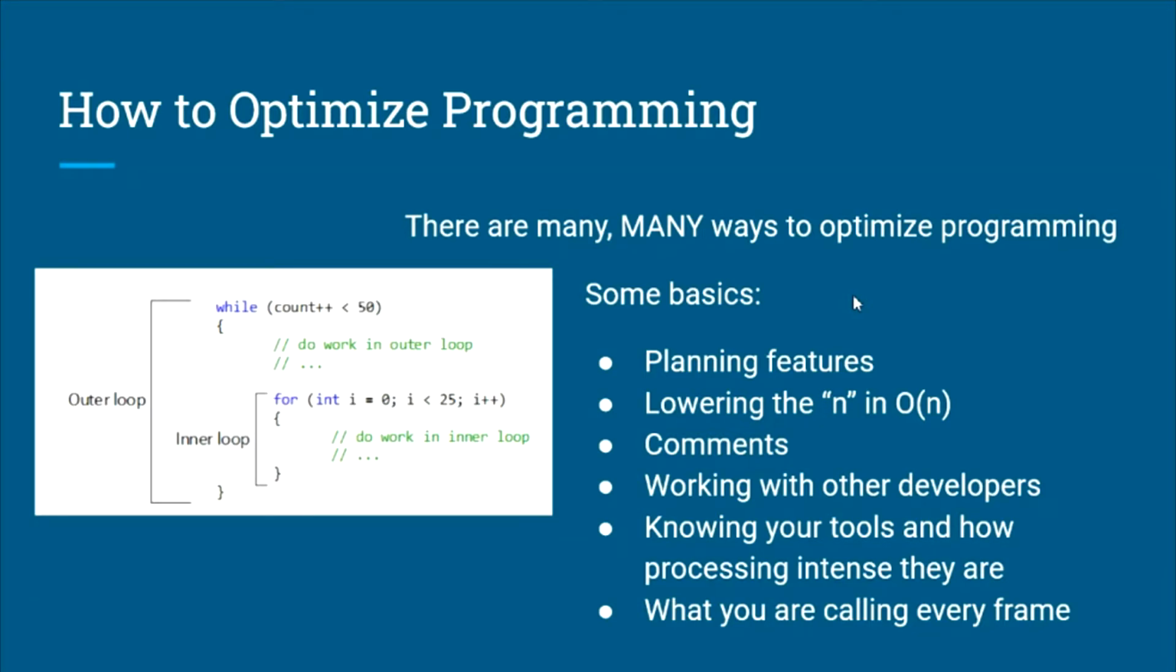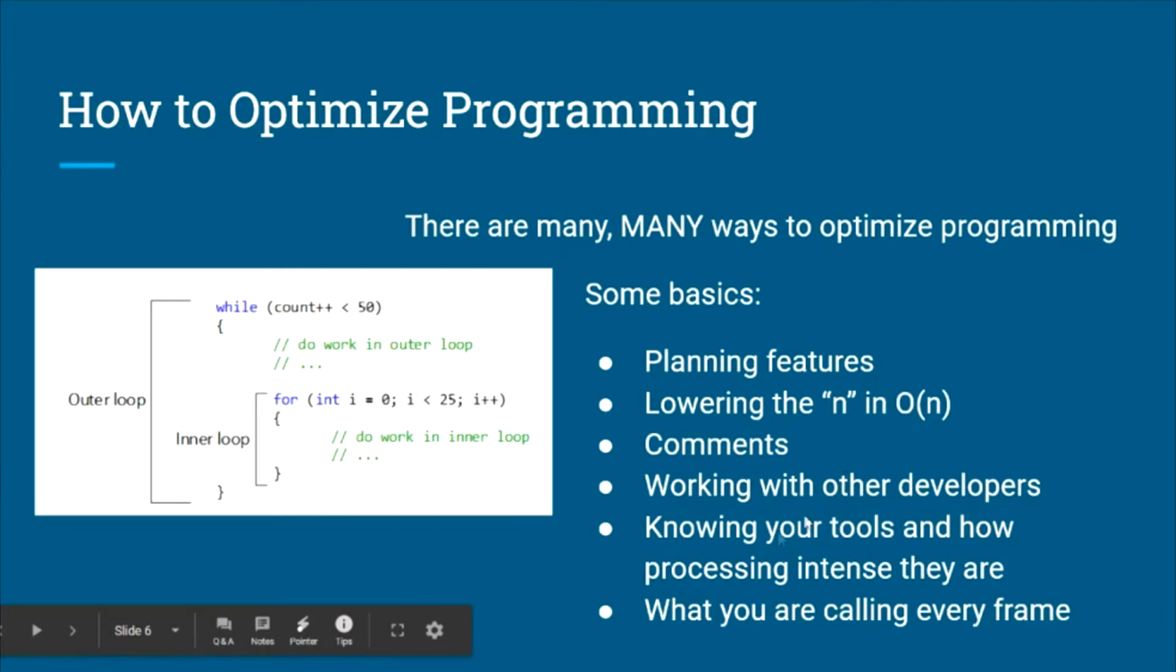Over here where it says lowering the n in Big O of n, I'll show you some examples of that later. But basically that O of n means complexity. That's how intensive that one process is. Commenting through your code so you can read it and others can read it is also very important. Working with other developers and getting their opinions, let's say you have something go wrong, just asking someone for help is never a bad idea. Knowing your tools and how processing intense they are will be important. I'll show you some examples in a bit.